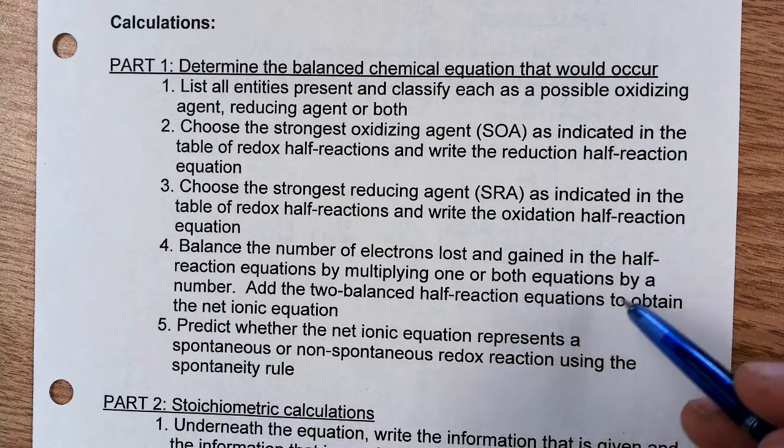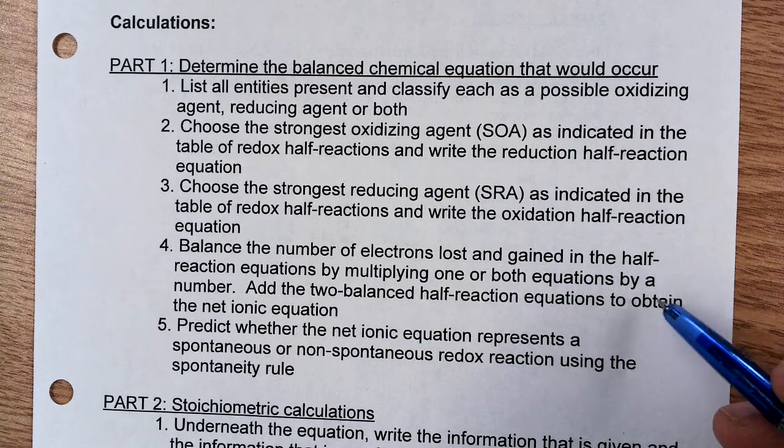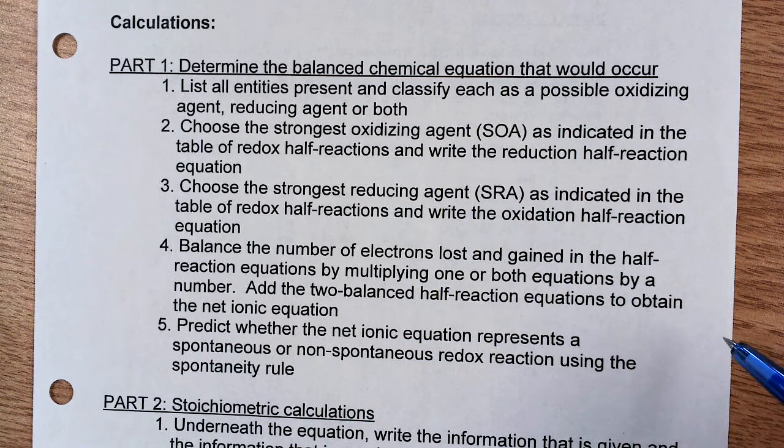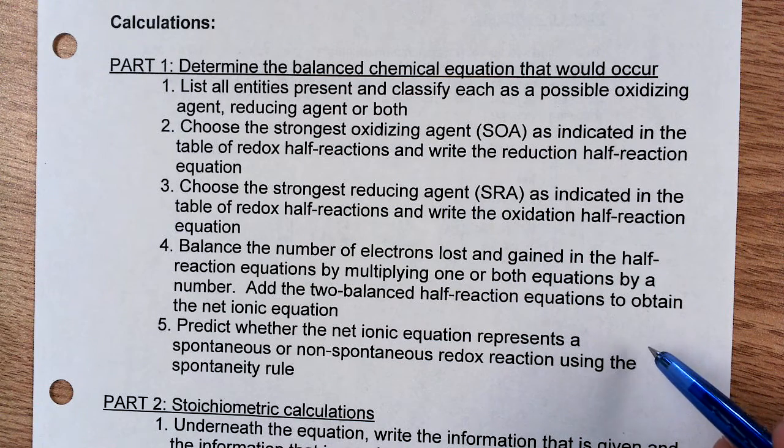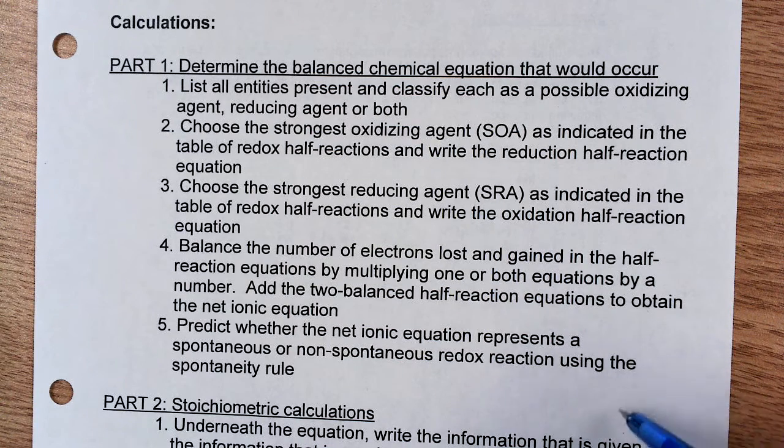Next, we have to balance the number of electrons lost and gained by multiplying one or both equations by a number. Add the two balanced half reaction equations to obtain a net ionic equation. We'll do an example of how to do this if you forgot. And then predict whether the net ionic equation represents a spontaneous or non-spontaneous redox reaction. So we always want to say whether it's spontaneous or not, if it's going to happen.